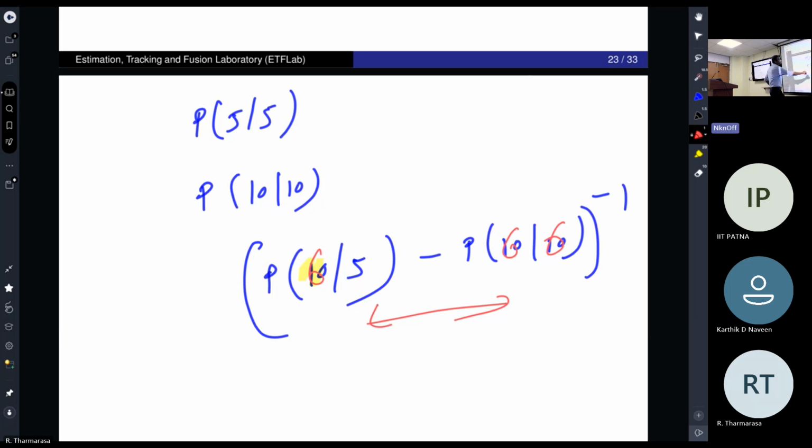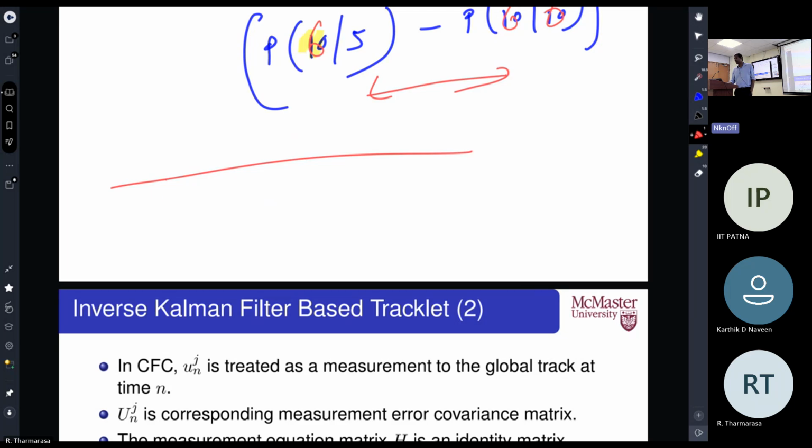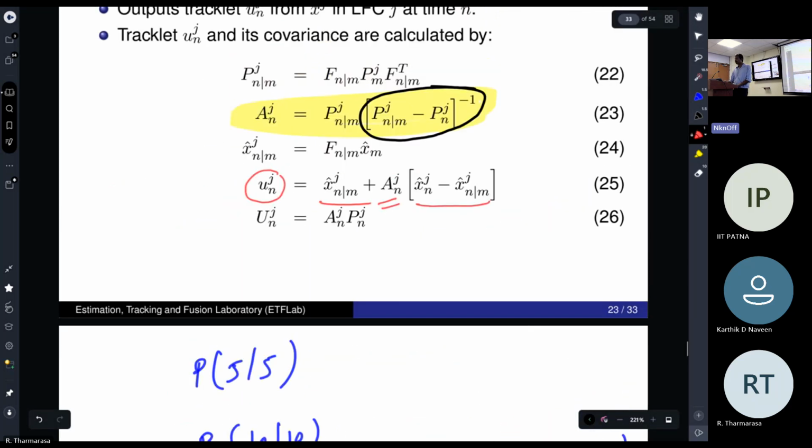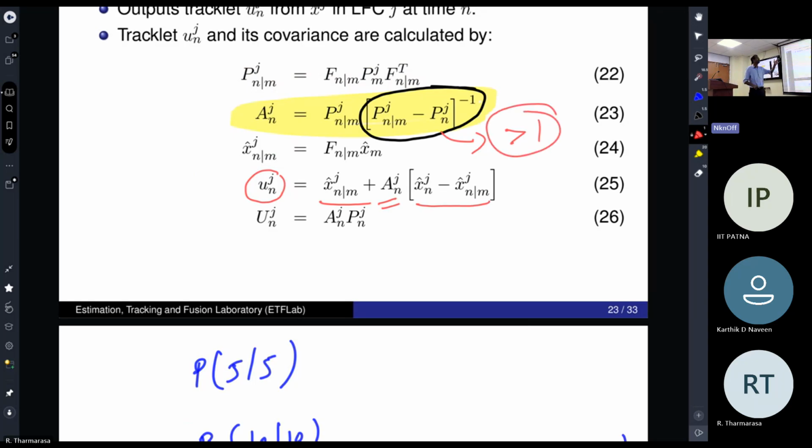If you communicate at every time, then this approach cannot be used because that's not invertible. This only works if we get more than one measurement between the communications. Then you can invert this and you can use this approach. But if you get only one or less than one measurement in between the communication, this approach will not work. Okay.